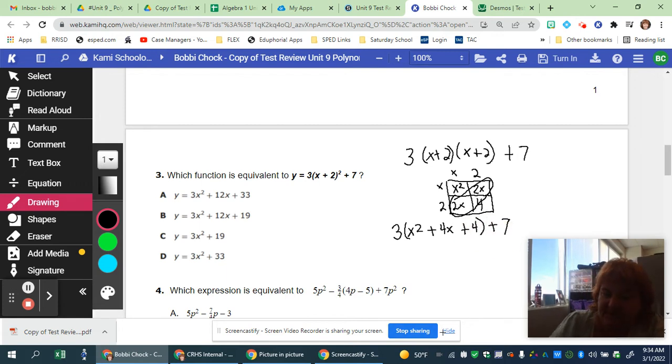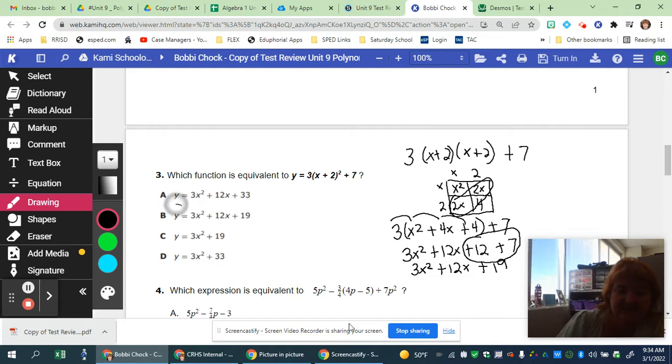Okay, do you see what I did? I took this and multiplied it out. So then I can distribute this, and I get 3x squared plus 12x plus 12 plus 7. So now I can combine these two at the end. So I get 3x squared plus 12x plus 19. So there it is. Here's my answer. Okay?